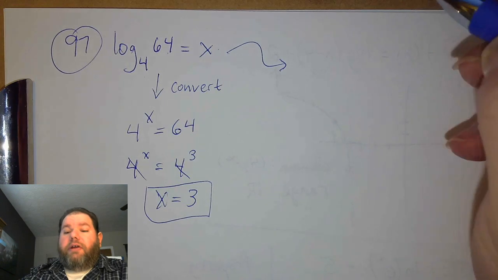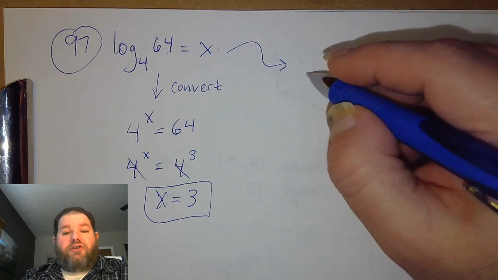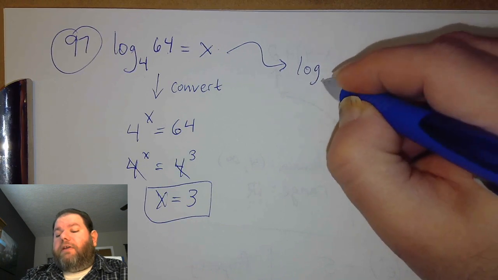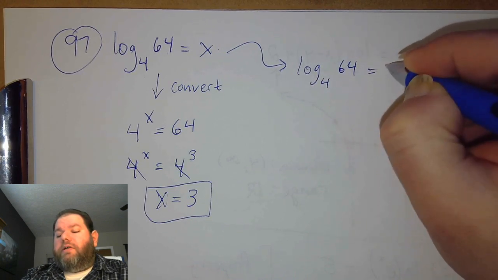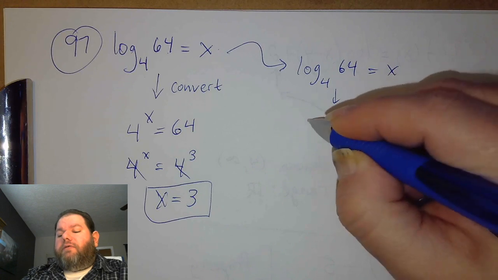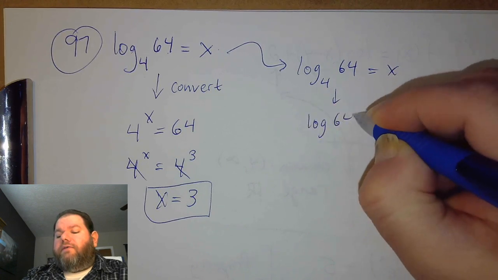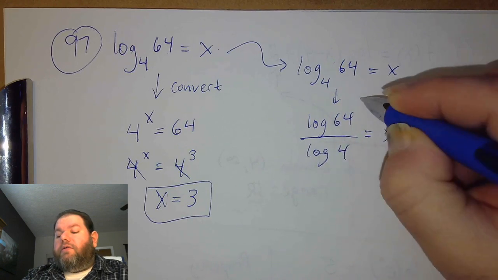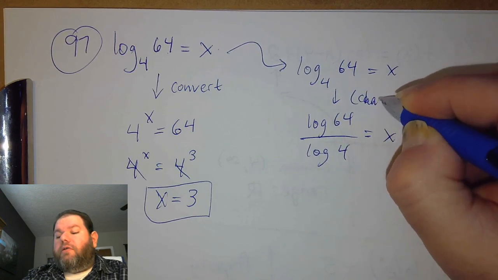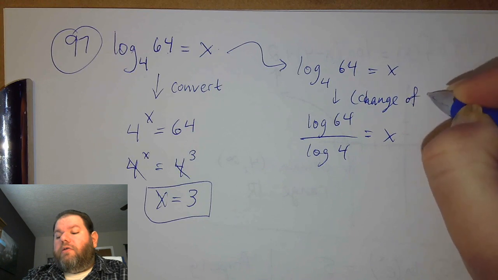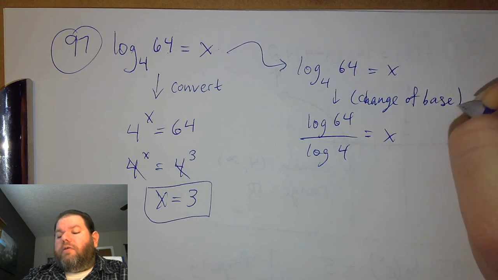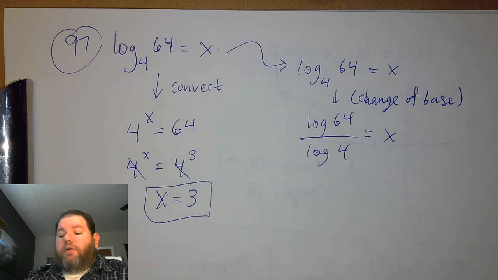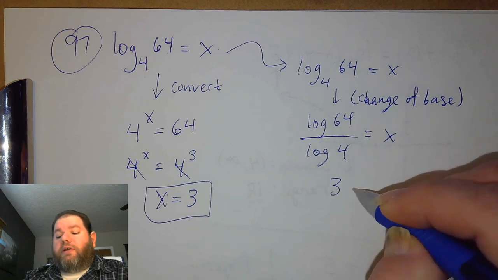The other way we can go here is to use the change of base formula. It says that log base 4 of 64 is equal to log of 64 over log of 4. Now we can just put that into our calculator and show that we get a result of 3.